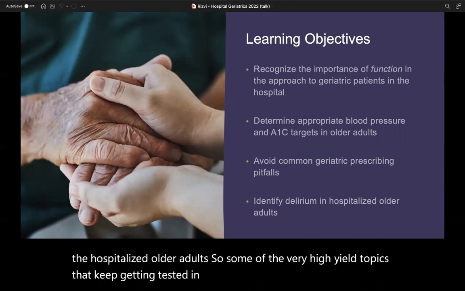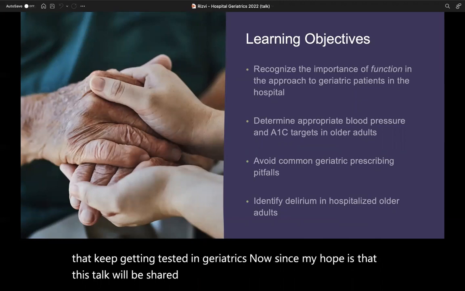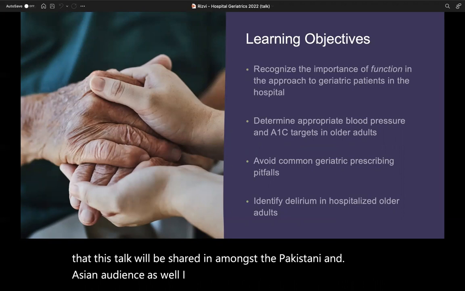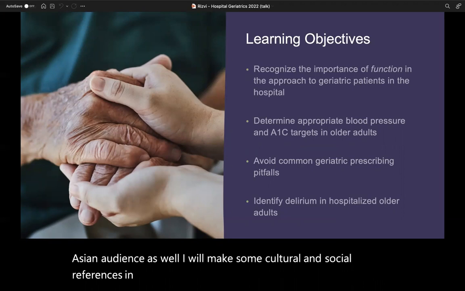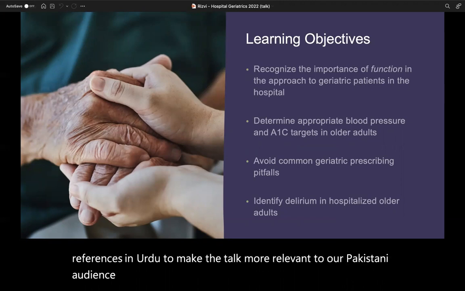Now, since my hope is that this talk will be shared amongst the Pakistani and Asian audience as well, I will make some cultural and social references in Urdu to make the talk more relevant to our Pakistani audience. So hopefully it'll be well received.